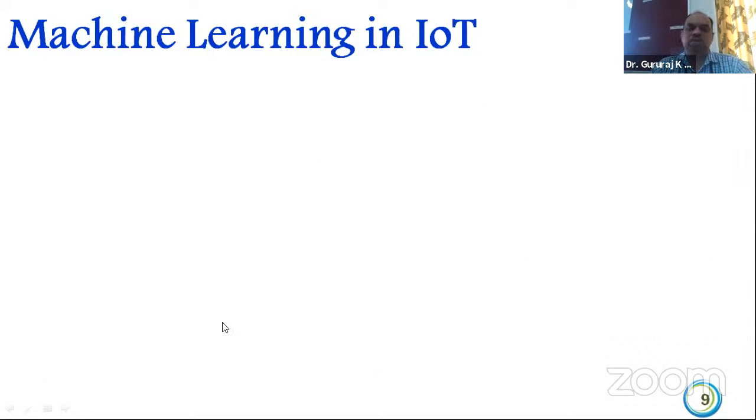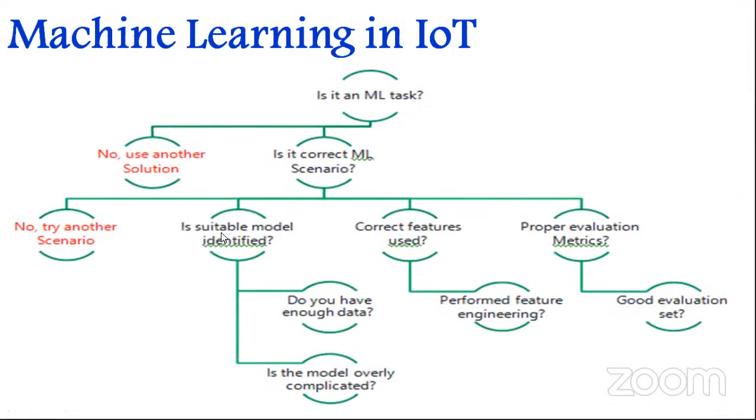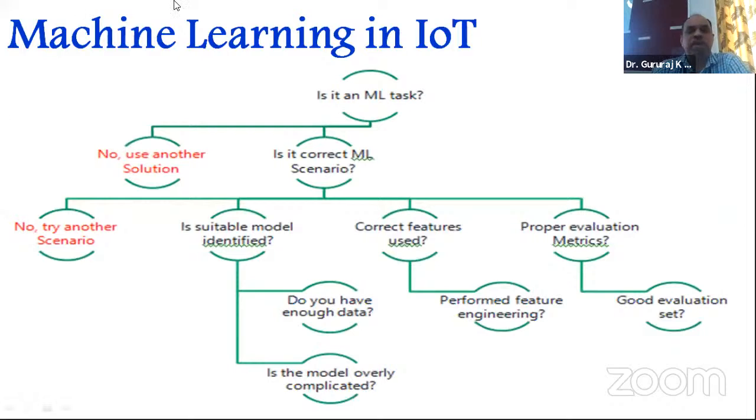So with machine learning, if you see this diagram over here, once we have a problem in our hand, we should check whether it is a machine learning task, whether we can carry out a machine learning task through the data that we receive from those IoT devices. If it is no, then we have to find an alternate way to solve that particular problem.